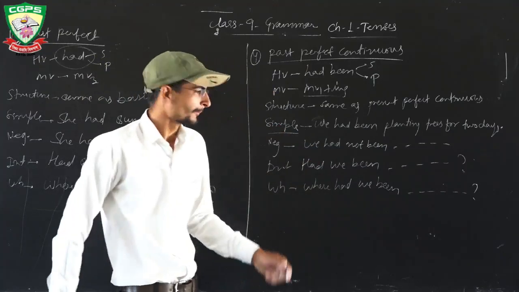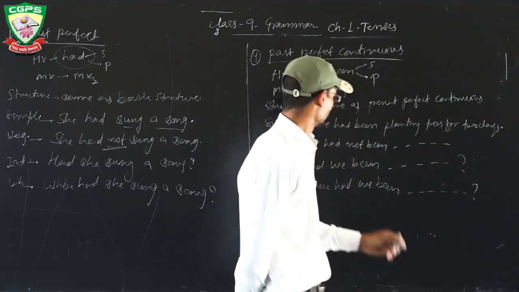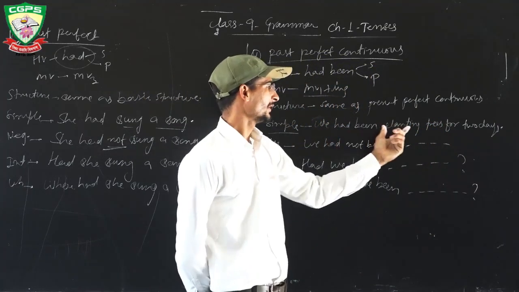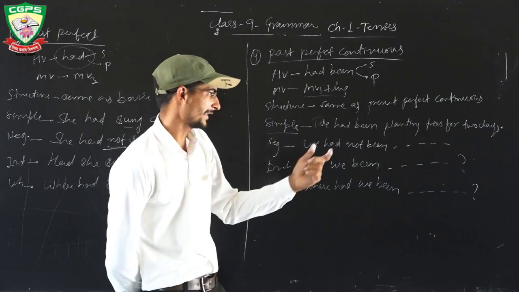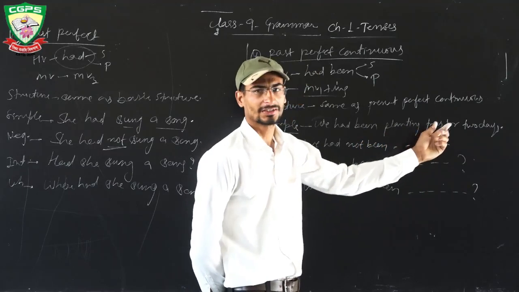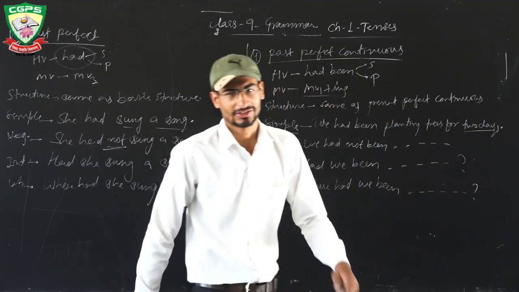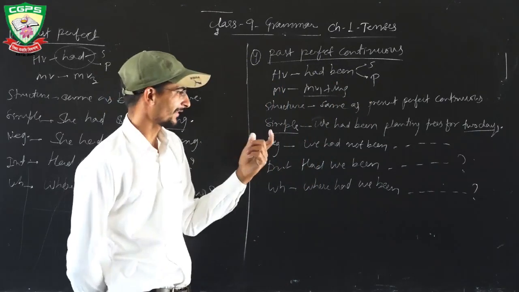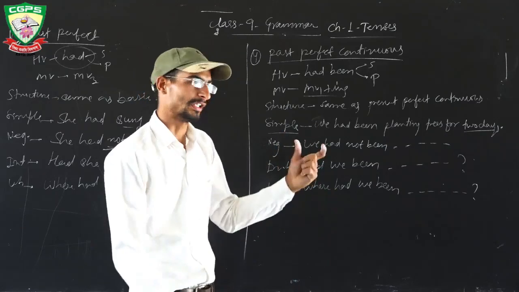First is simple: we had been planting trees for 2 days. So we, subject is plural, had been helper, main verb first form plus ing, plant is to plant trees, planting main verb first form plus ing. Days is a countable noun. So we can count the word days, 2 days, 2 weeks, 2 months. So that is countable. So for countable time we use for. That is period of time.